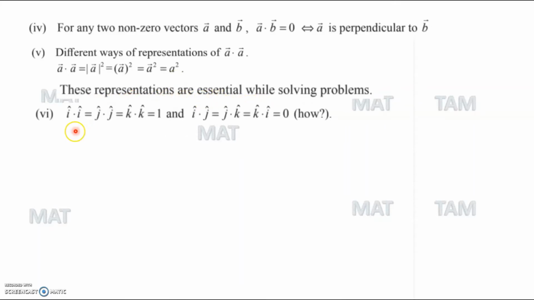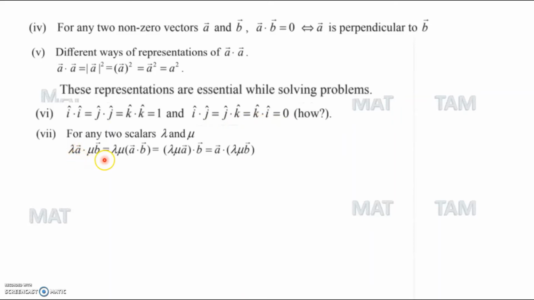Next, we can prove that i dot product with i is equal to j dot product with j, and it's equal to k dot product with k, which is equal to 1, and also i with j, j with k, and k with i dot products are all equal to 0. This illustration is already given in the other video, and its link is in the description box. So if you want to see how this is achieved, you can watch that video and that will help you.